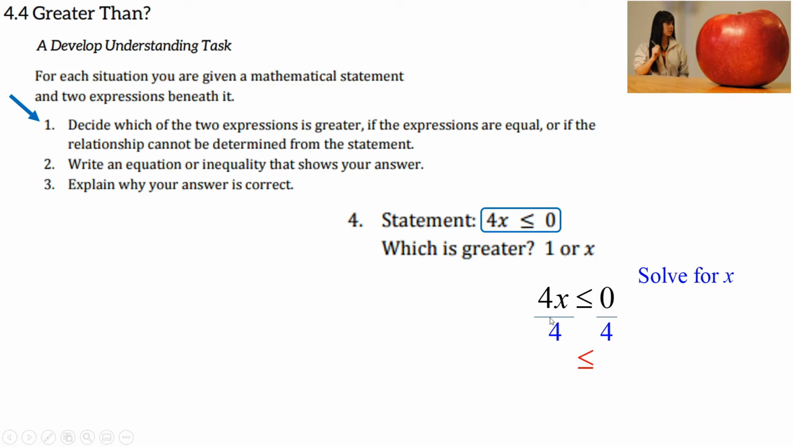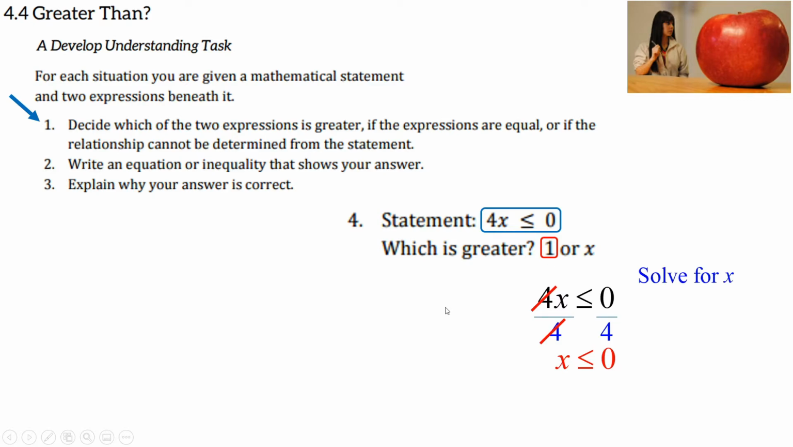And now my 4's cancel. So x is less than or equal to, and what's 0 divided by 4? 0. So which is greater, 1 or x? Well, x has to be less than or equal to 0. So it would seem to me that then the 1 would have to be greater. I'm going to say 1.